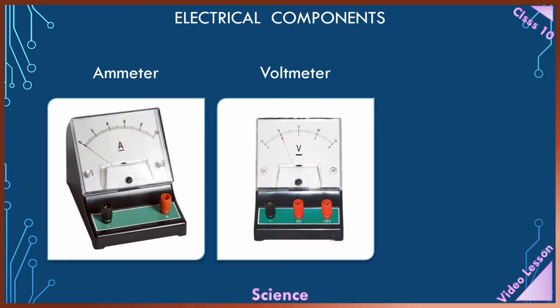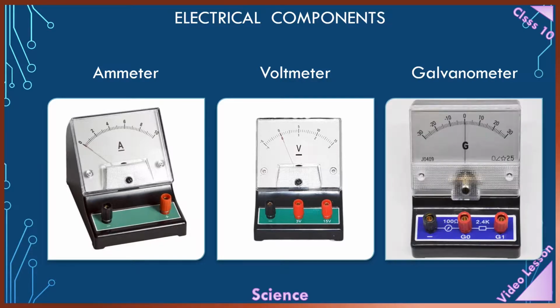Voltmeter. A voltmeter is an instrument used for measuring electric potential difference between 2 points in an electric circuit. Galvanometer. A galvanometer is an electromechanical instrument used for detecting and indicating an electric current.